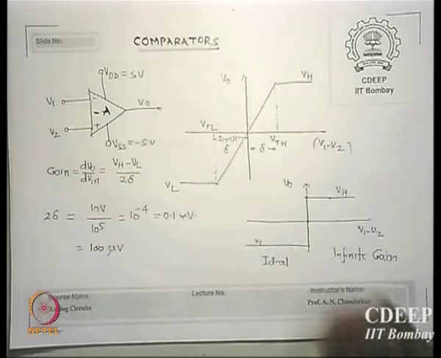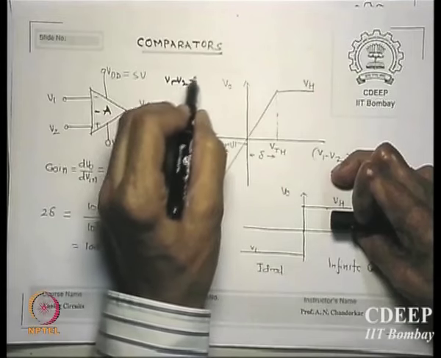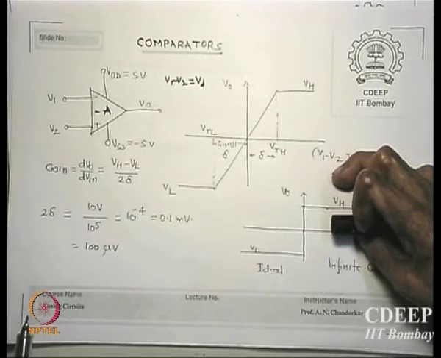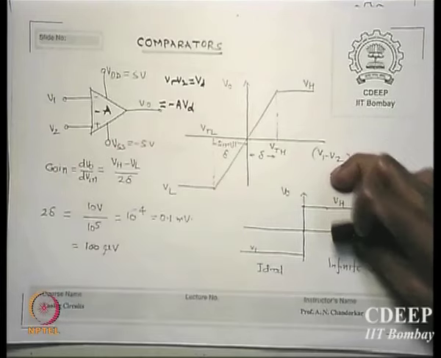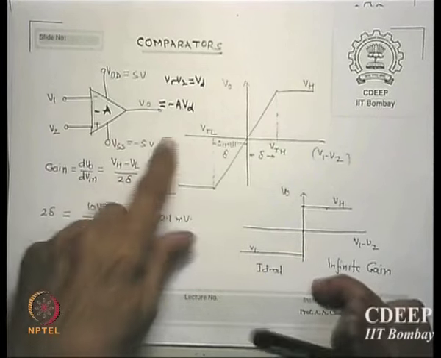Minus A times V1 minus V2. V1 minus V2 को क्या बोलते हैं हम लोग? Difference voltage. तो A times VD with a minus sign is the V0. Is that clear? VD is the difference signal, V1 minus V2. A times, this is diffamp ka theory hai, difference gain ke times signal amplify hota hai.